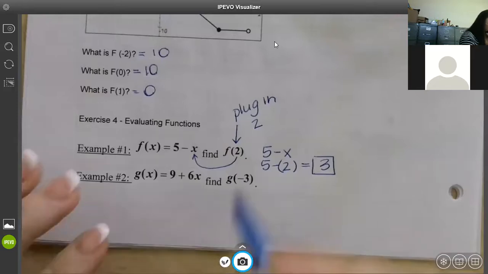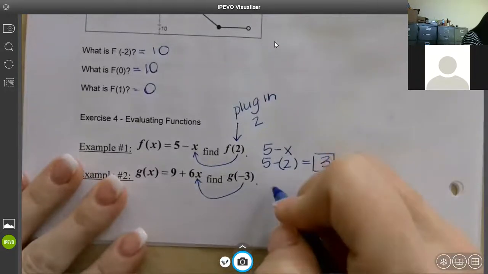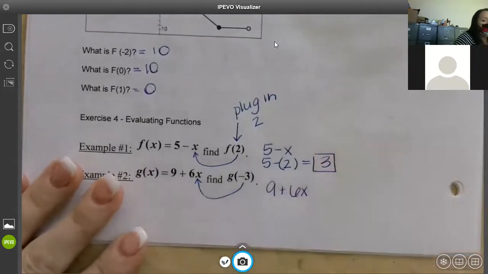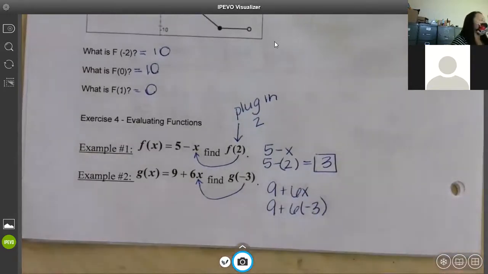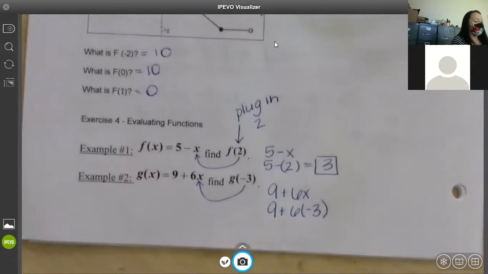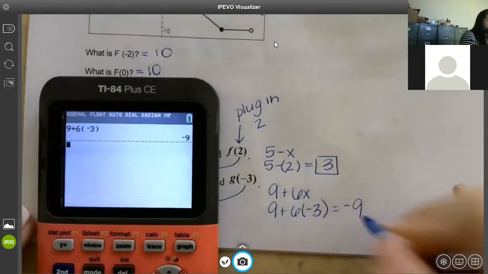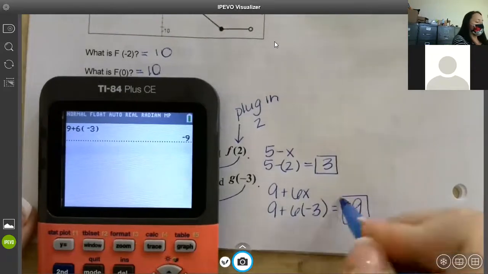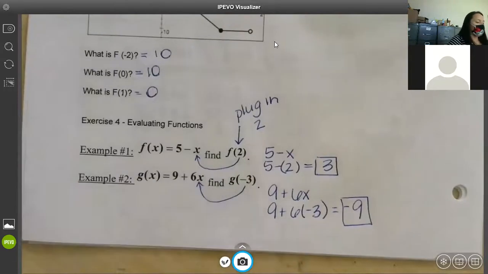So on example 2, you're going to take that negative 3 and put it in for that x. So again, I like to rewrite the function. And then I plug in that negative 3 inside of parentheses. I like to do it inside of parentheses. When you get your calculator, type it in just like you see it. 9 plus 6 parentheses negative 3. Close it. And we get negative 9. Literally all you do, use that calculator. But every time you plug in, put parentheses around whatever you're plugging in. Okay. Any questions? Example 1 and 2.